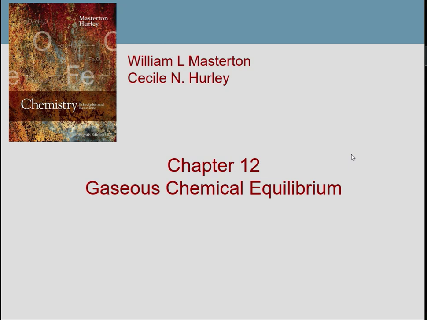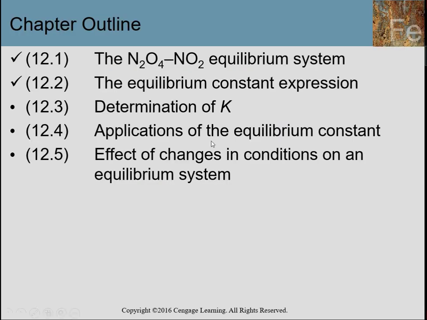Chapter 12 in your textbook is labeled as gaseous chemical equilibrium. It focuses almost exclusively on Kp calculations. But the examples that I've added to this PowerPoint are going to go back and forth between Kp and Kc throughout this chapter. Your textbook focuses almost only on gaseous. As a matter of fact, they use the K just for gaseous equilibriums.